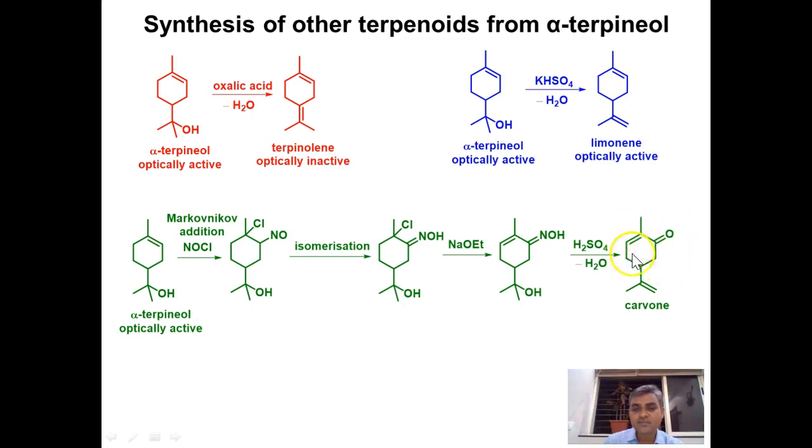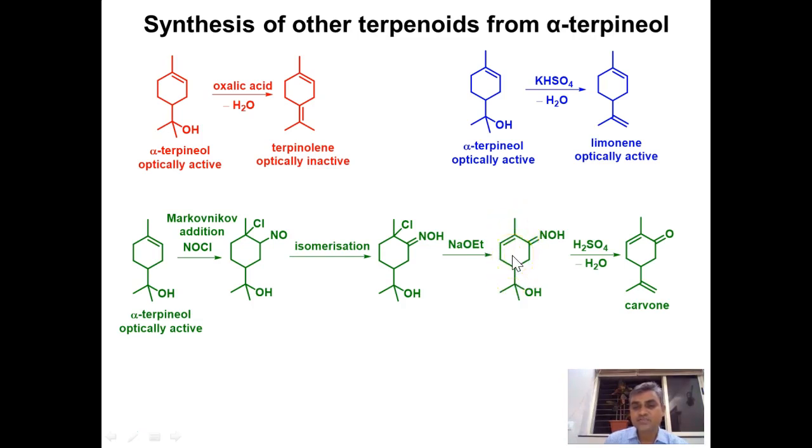Similarly, the synthesis of carvone can be accomplished from alpha terpineol, and a very interesting pathway is involved. Alpha terpineol undergoes Markovnikov addition of nitrosyl chloride. Here, in this reagent, the positive portion is NO plus and the negative portion is Cl minus, and the addition occurs according to Markovnikov's rule. Then this nitroso compound is in tautomerism with the oxime, so we get isomerization here. This oxime chloro compound undergoes elimination in the presence of sodium ethoxide, and we get the more substituted double bond as the major product, as a Saytzeff product.